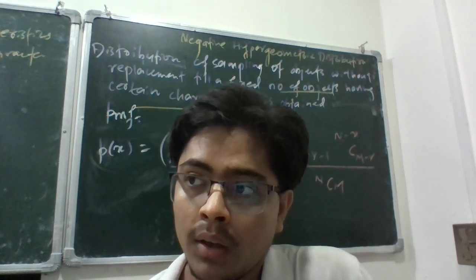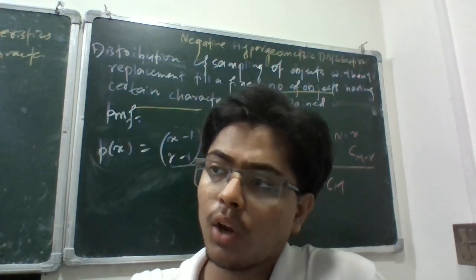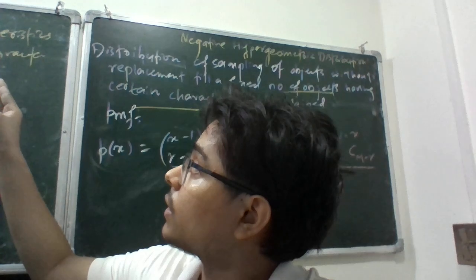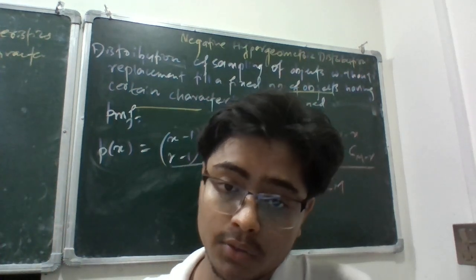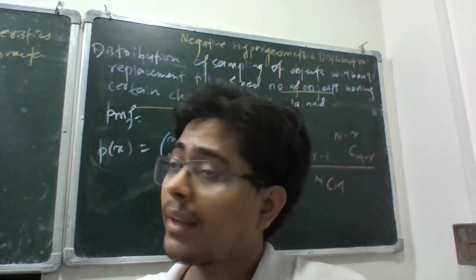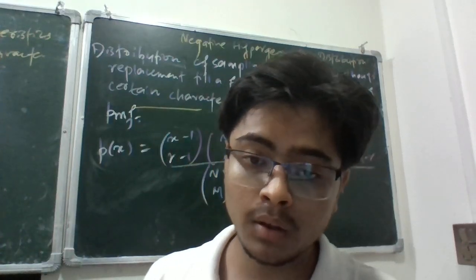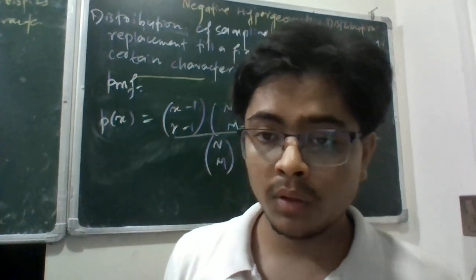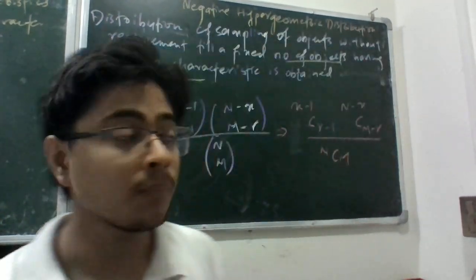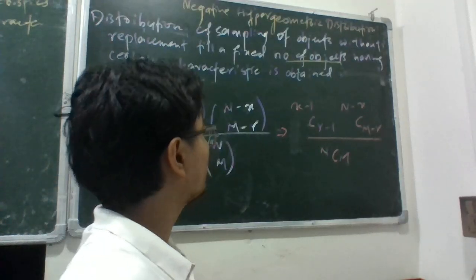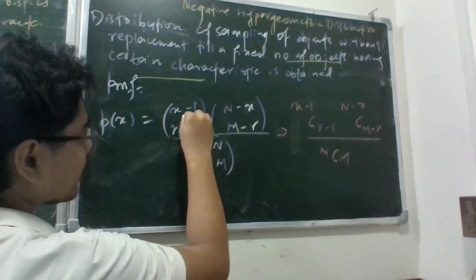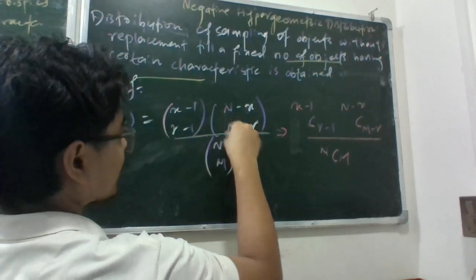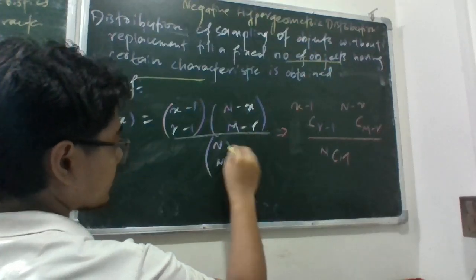But here the number of drawing certain items with certain characteristics, which is defined as the number of successes, is fixed, but we can have any number of draws for that. So a new PMF is defined for the negative hypergeometric distribution, which looks like this. So here, x minus r minus 1 times n minus x, m minus r, and n by m.